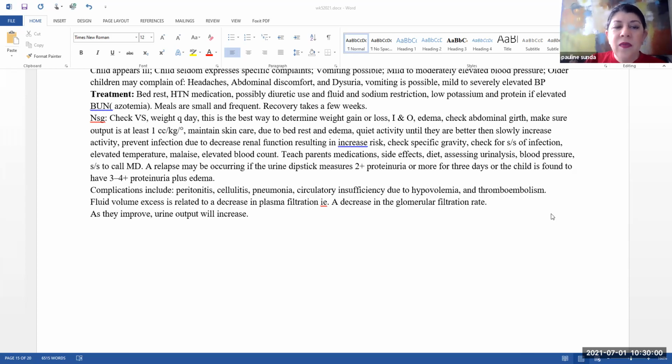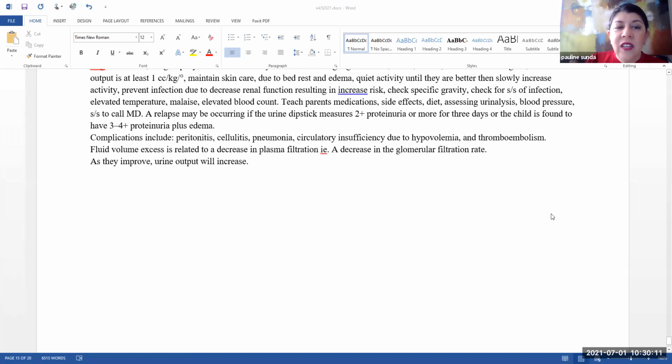Please note that fluid volume excess is related to a decrease in plasma filtration, that is, a decrease in the glomerular filtration rate. As they improve, the urine output will increase. So that is it for alteration in elimination, specifically the urinary functioning.